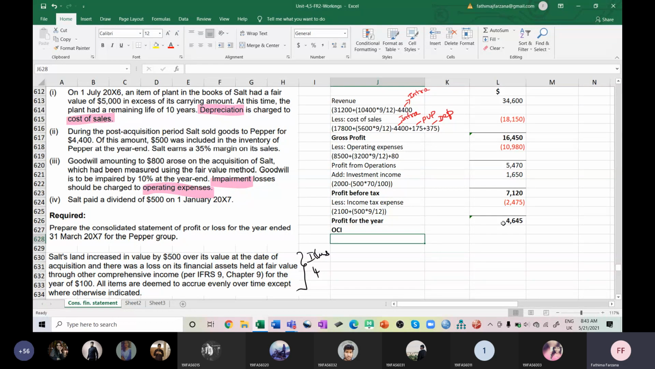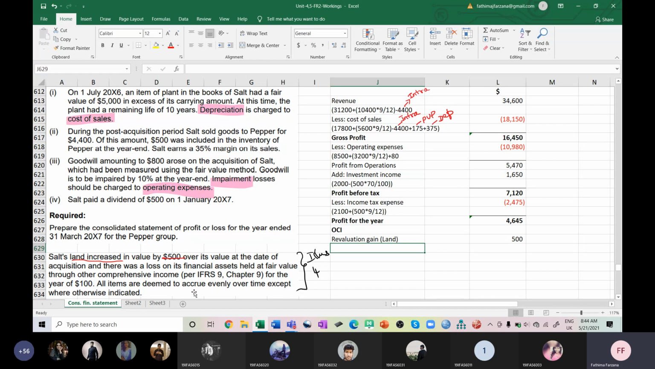Okay. So OCI. First item, what is this? Land increased by 500. They are speaking about this land increased by 500, an increase in revaluation. So it's a revaluation gain. It is given as 500. You take it as such. No 9 by 12 computation because the increase in value is valued at the date of acquisition. Date of acquisition, that's it.